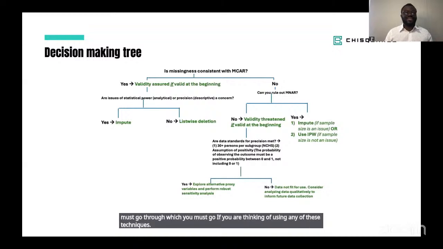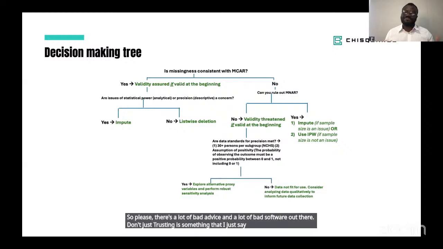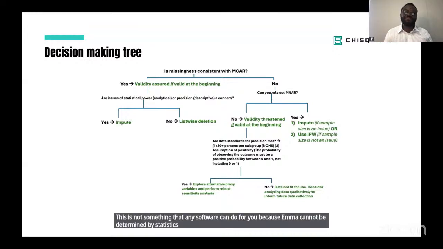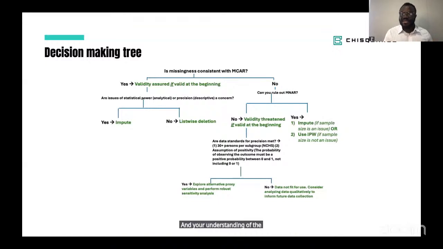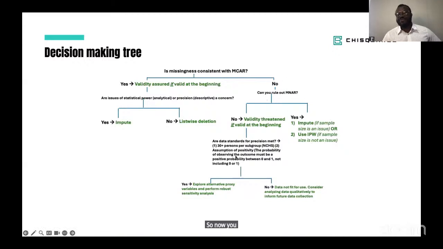So please, there's a lot of bad advice and a lot of bad software out there. Don't just trust any software that says, oh, just bring your data set and just click this button. This is not something that any software can do for you because MNAR cannot be determined by statistics. It has to be determined by subject matter knowledge and your understanding of the local context. This is why it has to be a human-driven decision. So now you have found out that you cannot rule out MNAR. So what does that mean for you?